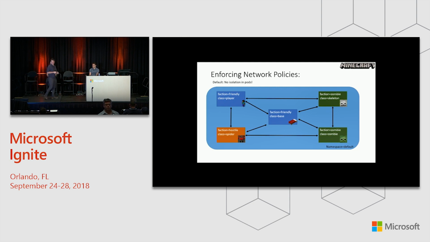In a minute here, you'll see the video actually showing how we do this. And I might need to speed it ahead. We only want the friendly factions, between the player class and the base class, to be able to talk to each other, and then have all other communications between the hostile parties blocked. So let's look and see how we do this.